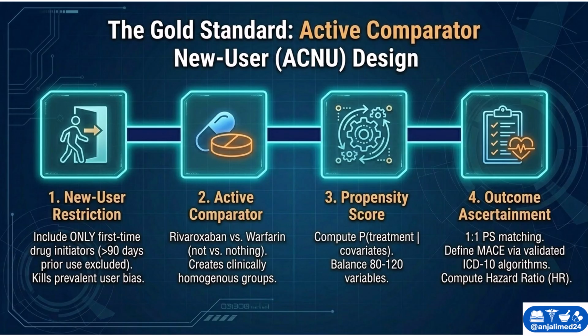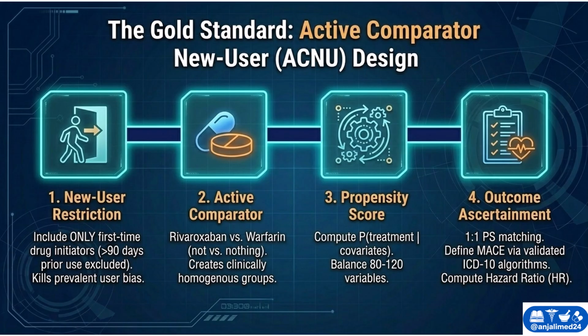Step 3, propensity score adjustment. Here, we estimate the probability that a patient receives one treatment versus another based on dozens of baseline variables like age, comorbidities, prior hospitalizations, medications, and many more. We then match or weight patients so that the treatment groups become balanced, almost like a pseudo randomized trial.